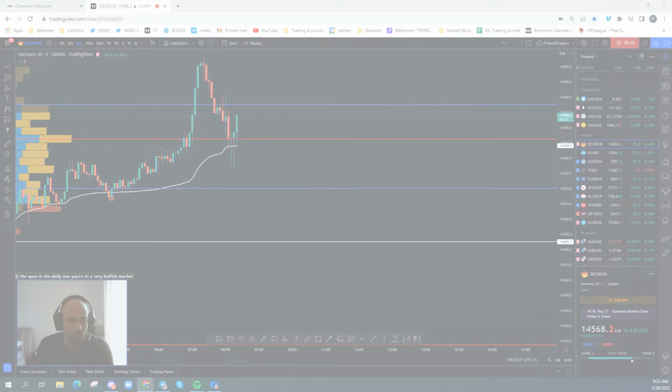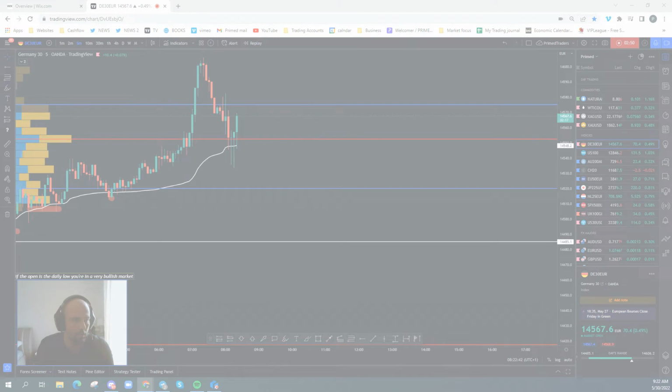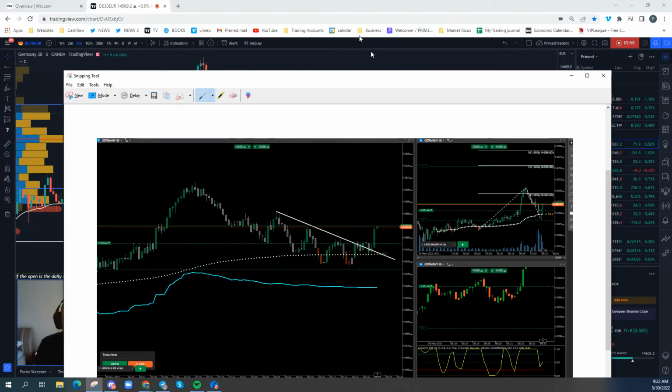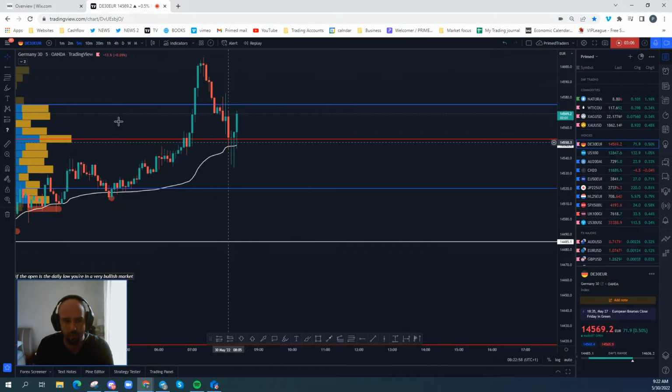Here we go. Actually, let me just take the whole screenshot. So this is a 50-tick chart of the DAX. Here it is. So check this out. This is what I was waiting for. There's the VWAP, the dotted line here. That's a 5-minute chart. And if we check here, that's the VWAP too. And that's exactly what we're pretty much holding on to.